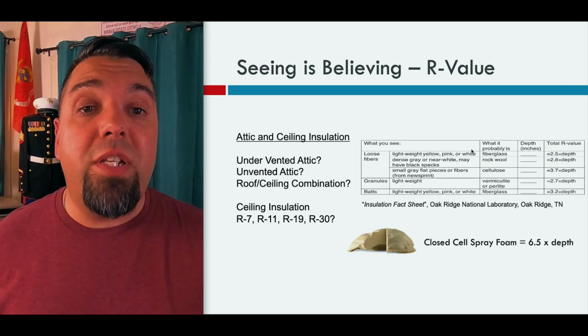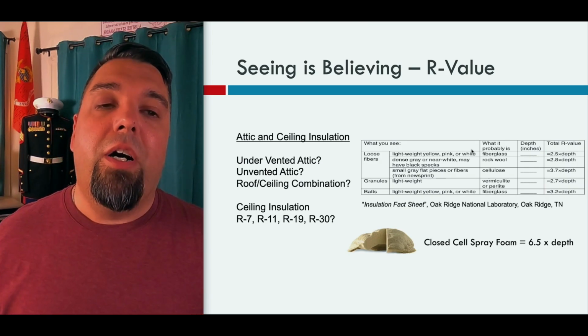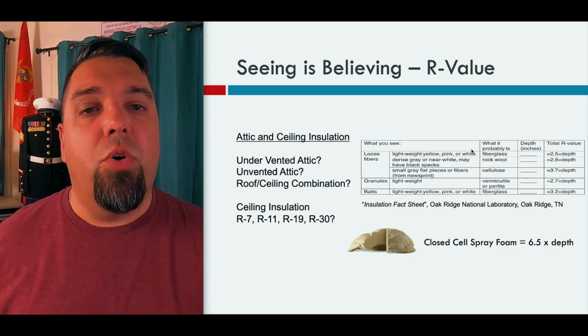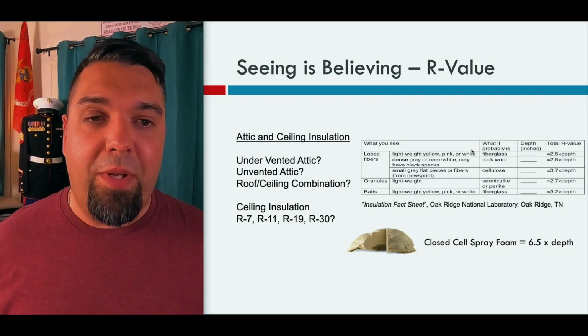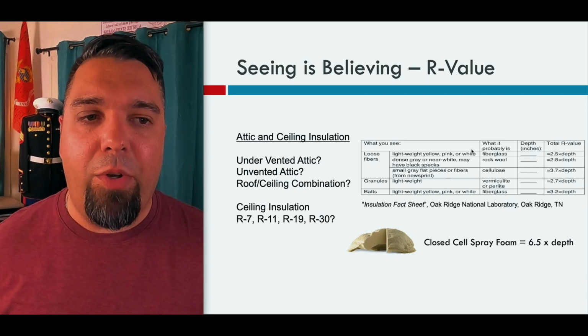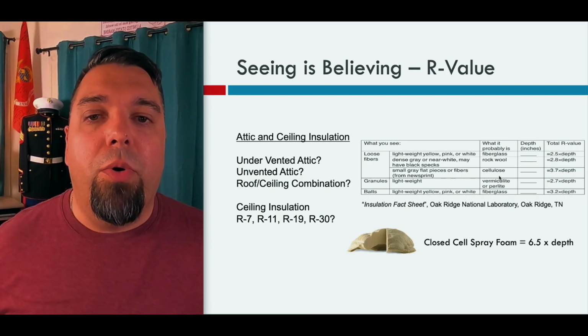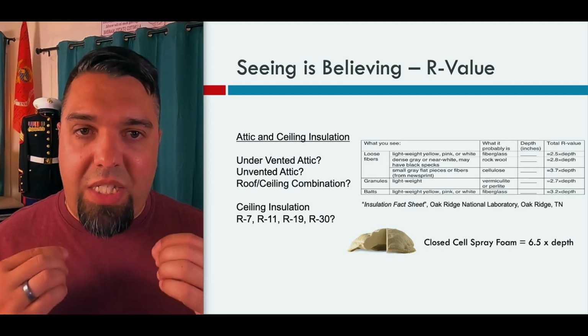If you have closed cell spray foam, that's actually 6.5 per inch. So that's not on the chart. Since Oak Ridge put out this insulation fact sheet, closed cell spray foam has become way more popular, let's say on a hut roof or something like that when you're building homes these days. So really important, you're defining the R value that you see, okay?